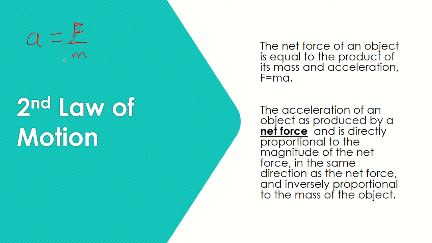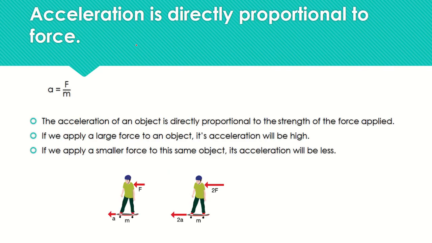And this helps us think about it in this way. The acceleration is caused when there's a net force on an object, right? So there's an imbalance of forces. And if we look up here, acceleration is directly proportional to force. So acceleration is directly proportional to the force applied.